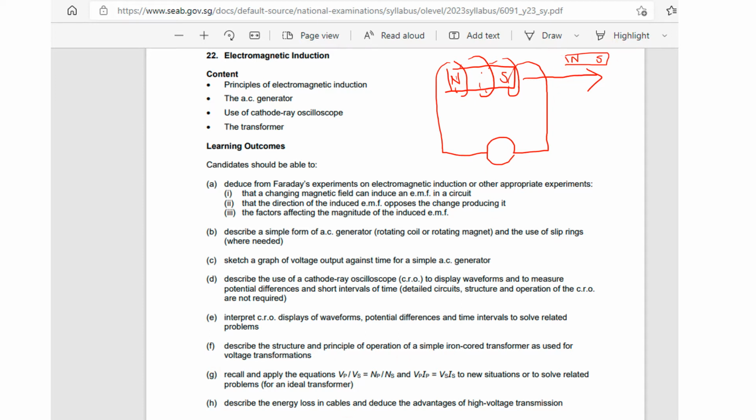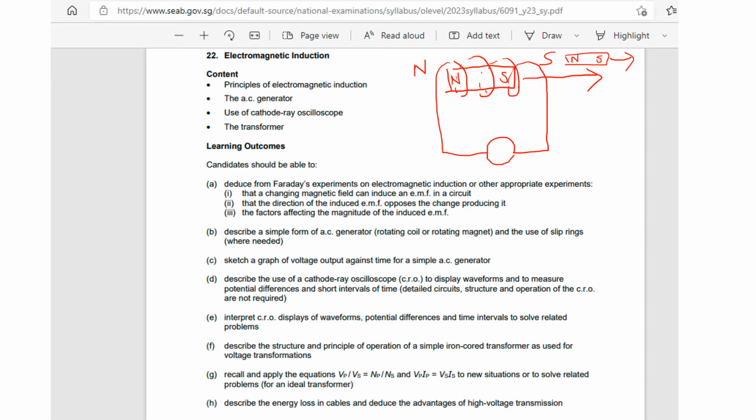So it is moving outwards. To try to oppose this motion, what happens? Well, the coil will try to attract it, right? So in order to attract, it needs unlike poles. Unlike poles attract. So there will be a south pole here that is being induced. Okay, there will be a south pole here.